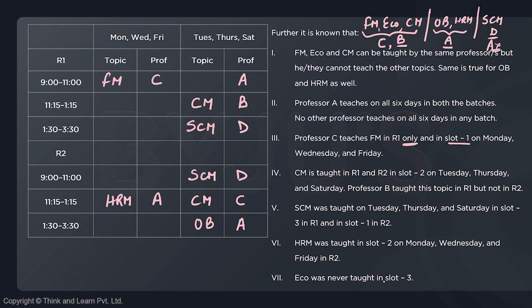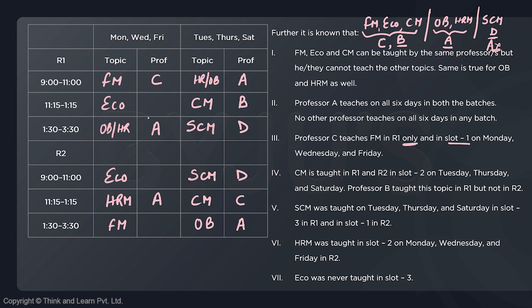Next, economics was never taught in slot 3. So if economics is not taught in slot 3, here I have only one option, that economics must be taught here. The only topic left is FM. Similarly, economics cannot be taught here, so economics must be taught here. The only topics left are OB or HRM. But now OB can be here, HR can be there, or HR can be here, OB can be there. This must be taught by A.